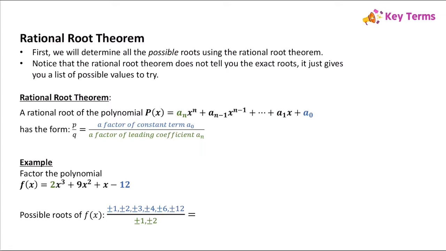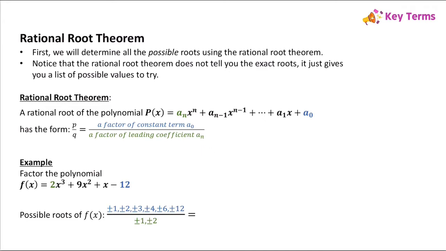So let's look at this example. Let's suppose we want to factor 2x cubed plus 9x squared plus x minus 12. So we list out all the factors of 12 in the numerator, and then we write all the factors of 2 in the denominator. Now we're going to combine the numerator and denominator and form fractions. The way I like to do this is I go through all the numerators and put them over one denominator, and then I go through all the numerators and put them over the second denominator. So here's what that looks like.